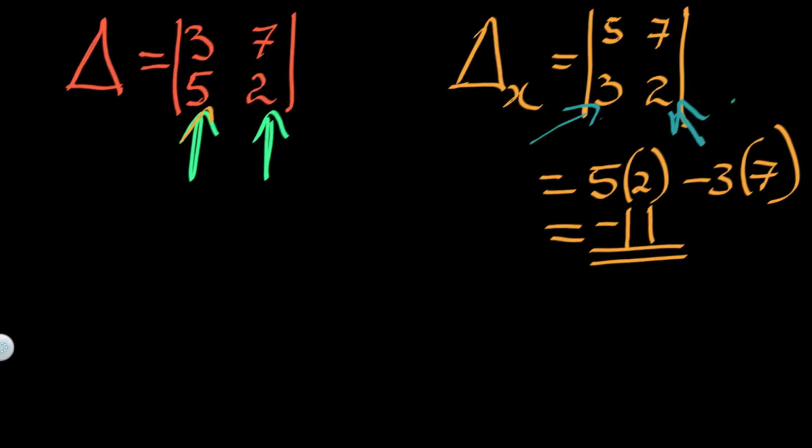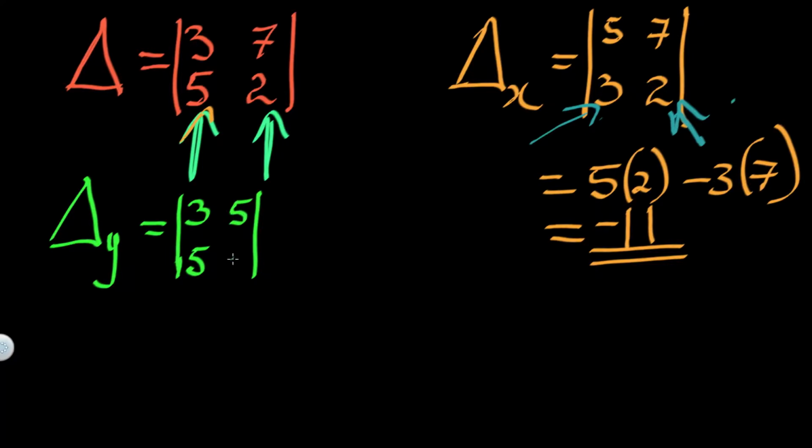So let me go to delta y. Let me use a different pen for delta y. So this is delta y. We start from delta. We go to the column that contains the coefficients of y. We replace that column with our constants. So here, the first column is still 3, 5. The coefficients of x remain, but 7 and 2 are going to be replaced by 5 and 3. So this is 5, this is 3.